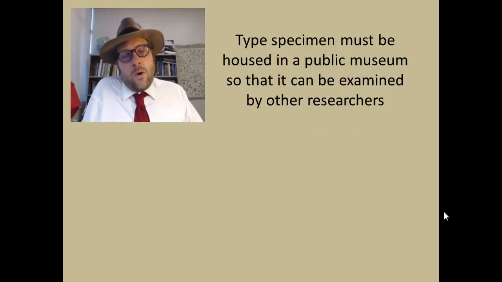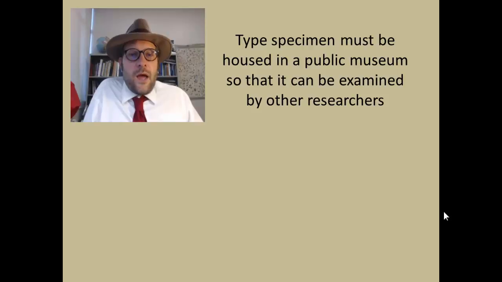The type specimen, that holotype that you designate, has to be housed at a public museum so it can be examined by other researchers. This can be a problem in paleontology where maybe the specimen is a new dinosaur or a new really cool fossil and it's in a private collection or is collected by an amateur who doesn't want to donate it to a museum. They want to hang on to it. In that case, it can't be a new species because no one can knock on their door and say, hey, can I look at that specimen that you described as a new species? So they have to donate it to a museum and it has to be publicly accessible.